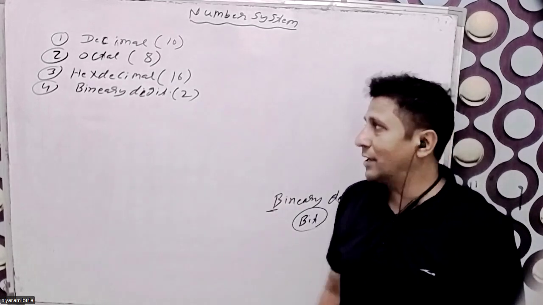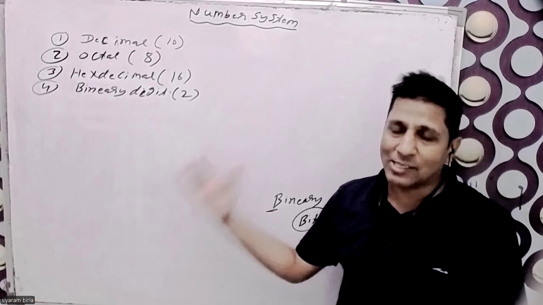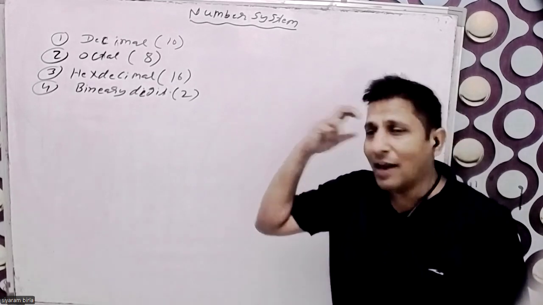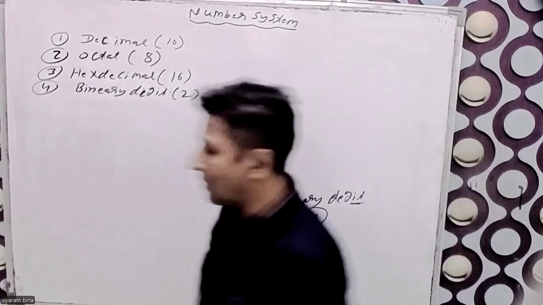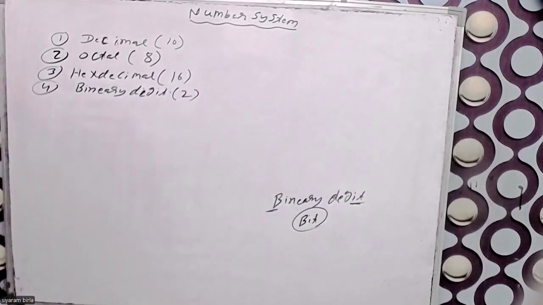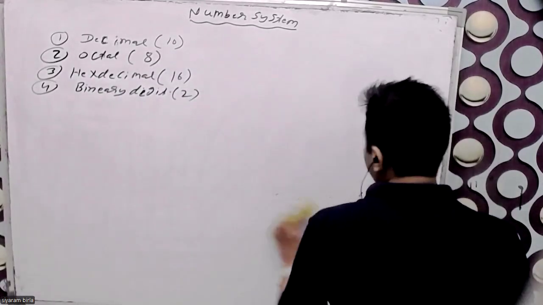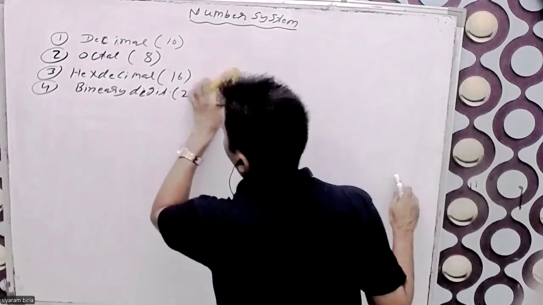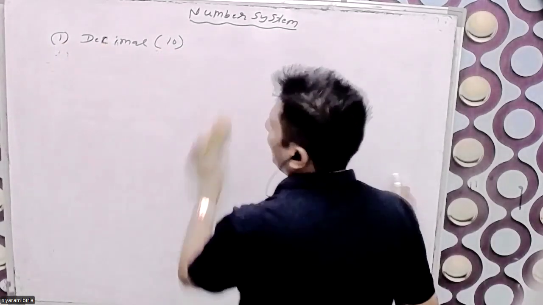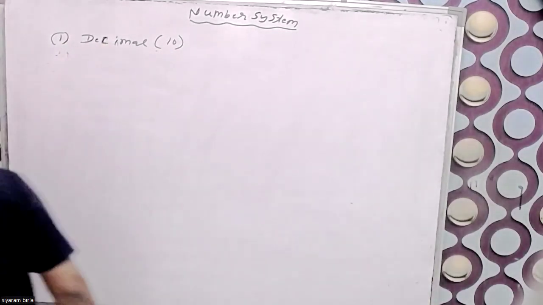I will explain you about the decimal, the octal, the hexadecimal and the binary digit. So let me start from the decimal. First, I'll explain you about the counting. Decimal, you know very well, it's a base.